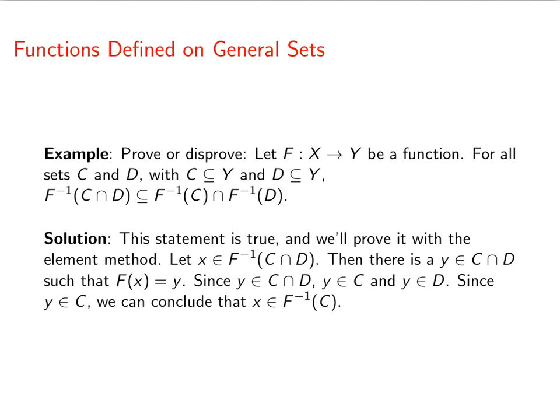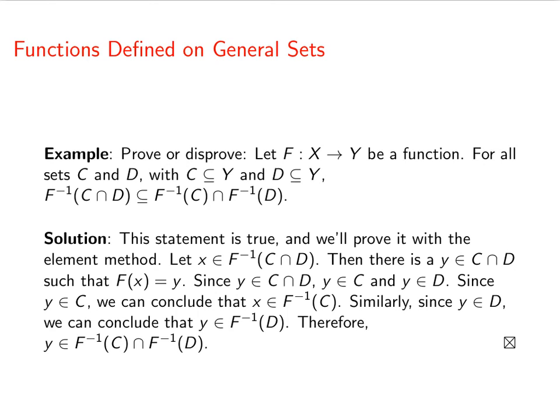Since y is an element of C, then we know that x is an element of f inverse of C. And in the same way, since y is in D, we know that x is in f inverse of D. And that means x is in both of those sets, f inverse of C intersect f inverse of D. And that's the end of the proof. We've chased the element from one side to the other, and that proves that we have a subset relationship.